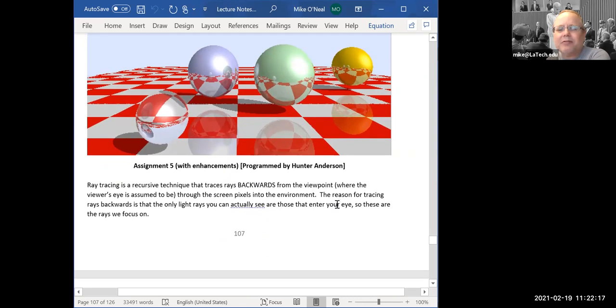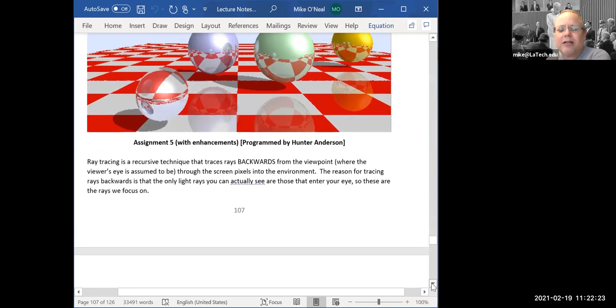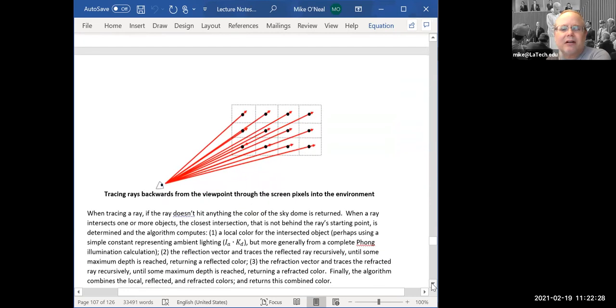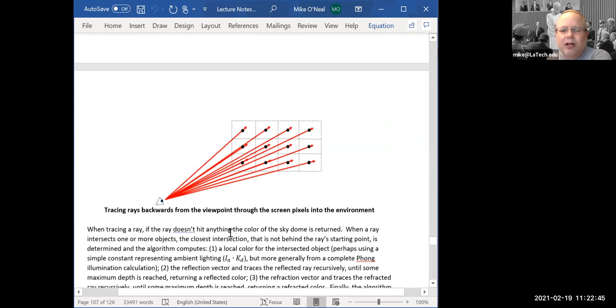So we're tracing the rays backwards from your eyeball into the environment and looking at what it hits. Some rays just don't hit anything, so they get the skybox color. Other rays, they bounce. So when a ray encounters an object, there are actually three color parts that are computed. There's a local color that comes from the Phong illumination model. There is a reflected color, and there is a refracted color. And each of these things can have a weight associated with them.